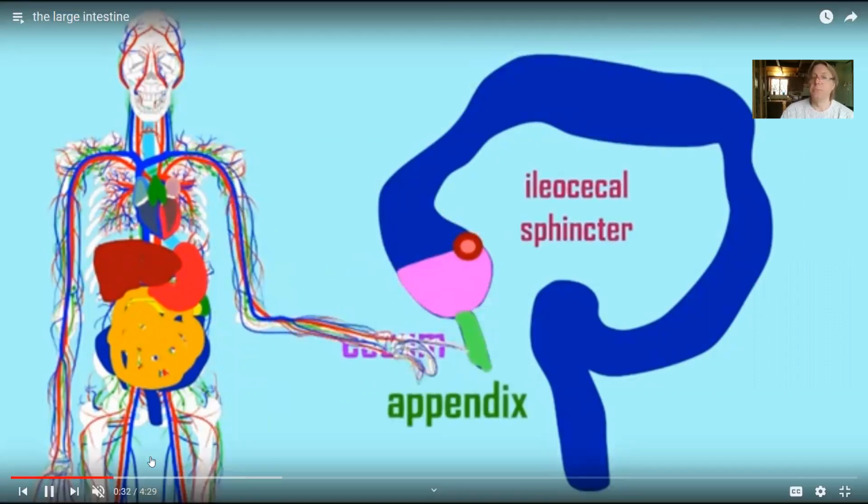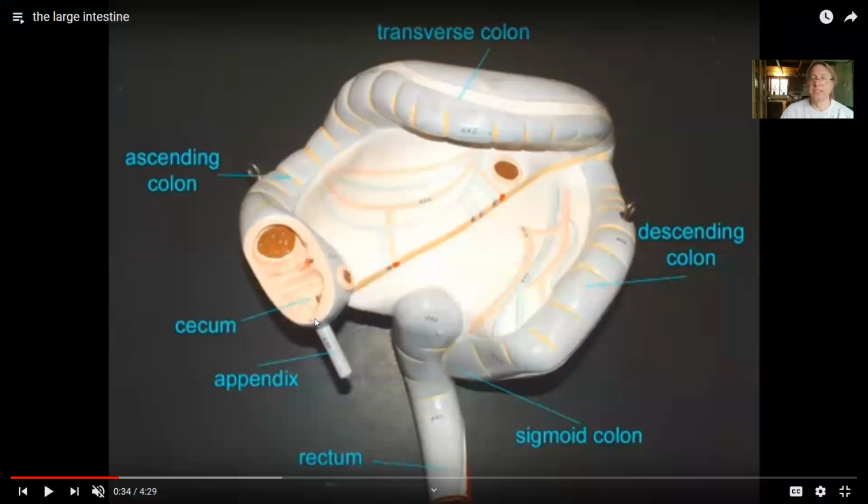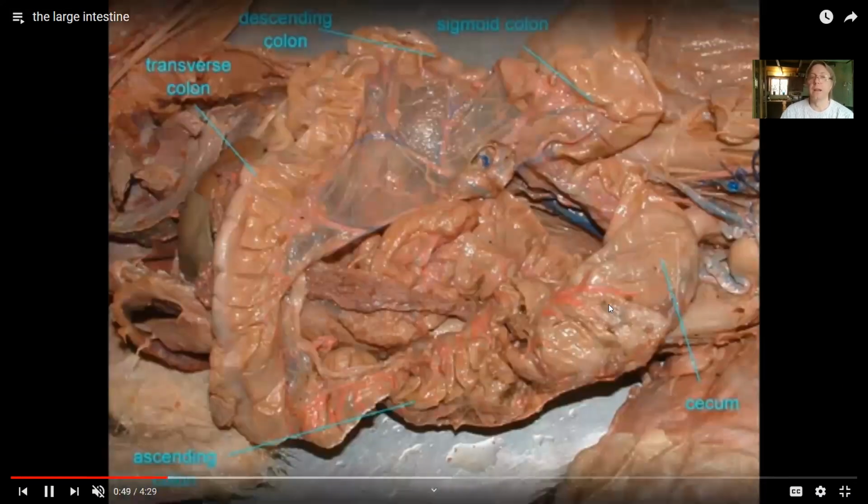Now, while some material can then kind of go into this blind pouch known as the cecum, most material will then go into what's known as the ascending colon, across the transverse colon, down the descending colon to the S-shaped sigmoid colon.